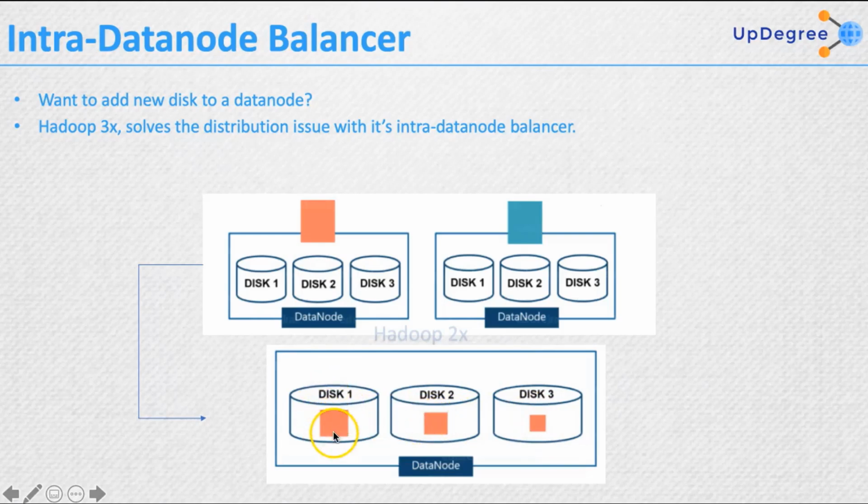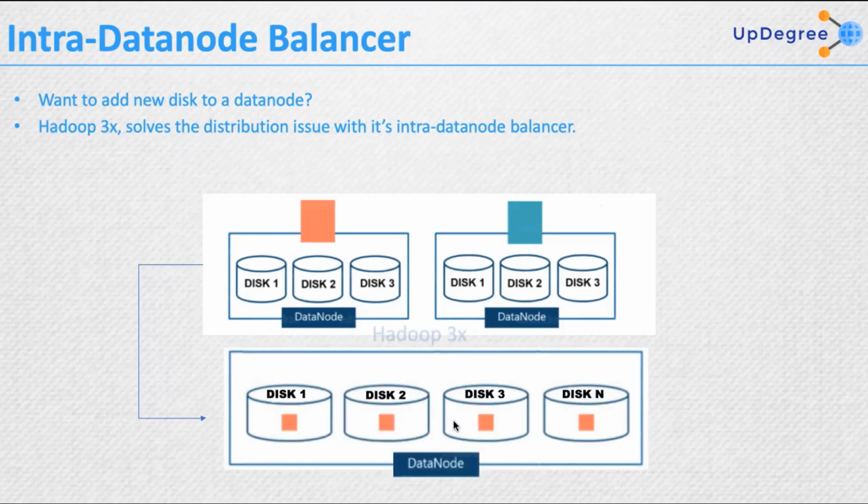So the disk was there from the initial stage, and then you have disk 2, which comes after some time, and then you have disk 3, which was added later on after a couple of months. So you can see that the amount of blocks that are getting stored on these disks is not balanced. After some time, what will happen? Disk 1 will be 100%, and your data node may fail, right?